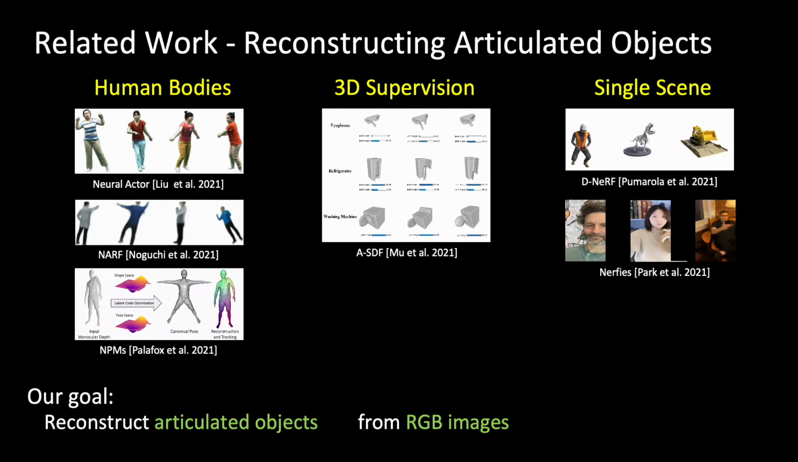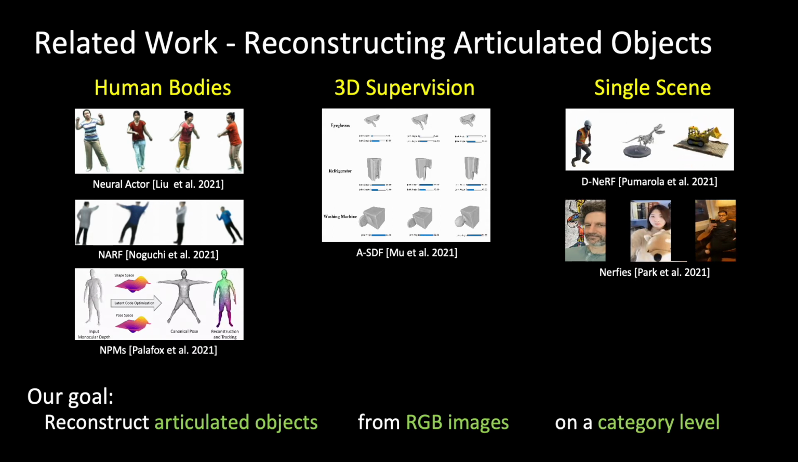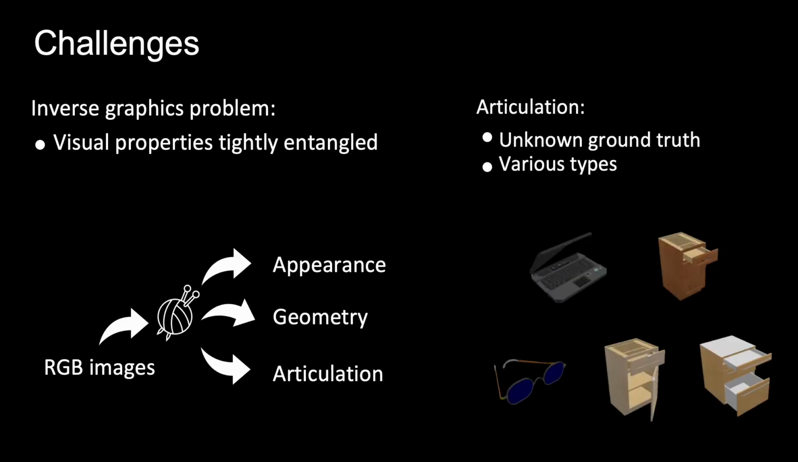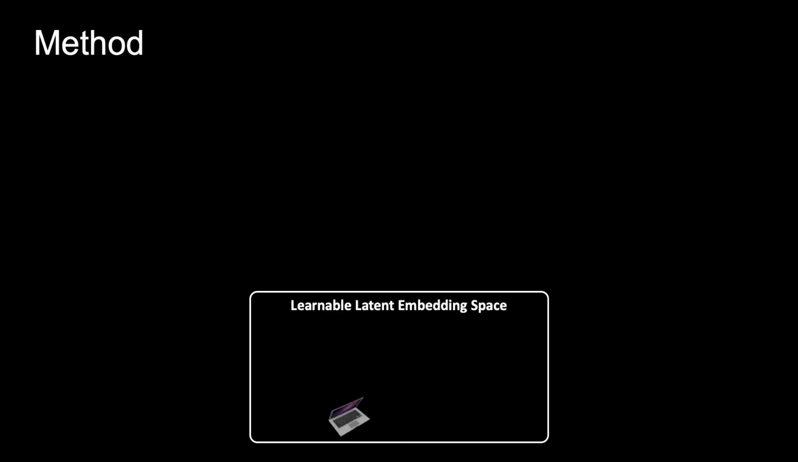Some NeRF extensions learn from hundreds of images to reconstruct a single dynamic scene, but we aim at a category level. In this inverse graphics problem, we need to disentangle different properties from images. Another challenge comes from the unknown articulation with various types and combinations. To tackle the challenges, we model an object with separate shape, appearance, and articulation code. By our definition, the same laptop open at two angles are two articulations.